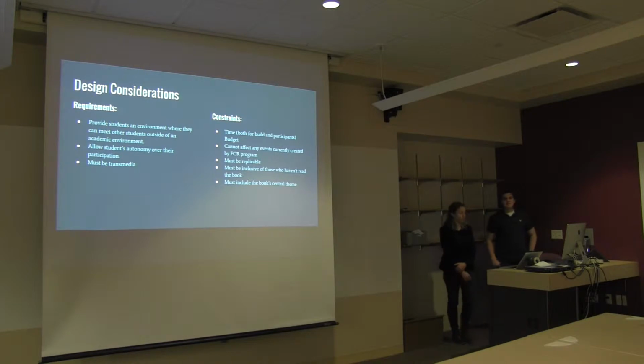We had several design considerations when creating Conversation Circle, including requirements and then constraints. We knew that we needed to provide an environment for students where they can have a conversation outside of an academic environment. We also knew that we needed to allow students autonomy over their participation, as well as create a transmedia project. Some constraints we had to address were that we couldn't directly affect current events of the freshman common reader. We knew that the freshman common reader book changes every year, so it has to be a replicable experience, and that we had to include the book's central themes.